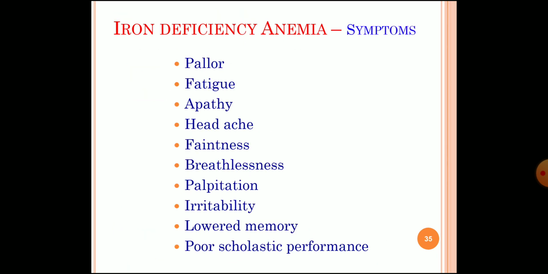Now, what are the symptoms? Pallor, fatigue, apathy, headache, faintness, breathlessness, palpitation, irritability, lowered memory, poor scholastic performance. Usually anemic patients will be pale. If you look at the face, it will be paper-like pale, and the eye is also very pale. The tongue will be pale, and the undersurface of the tongue will be pale. The conjunctiva under the sclera will be very pale.